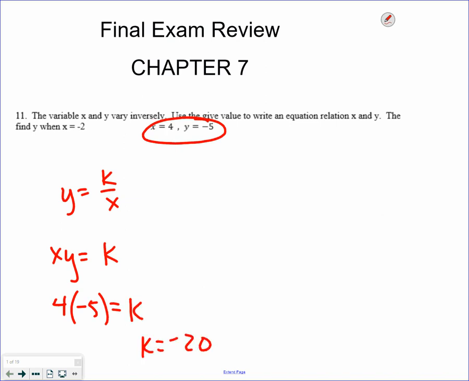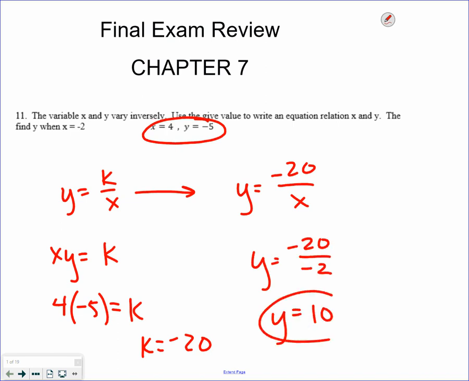So writing an equation now, y is equal to -20 divided by x, and then they give you a situation when x is -2. So y is equal to -20 divided by -2. So for this particular situation, y has to equal 10.